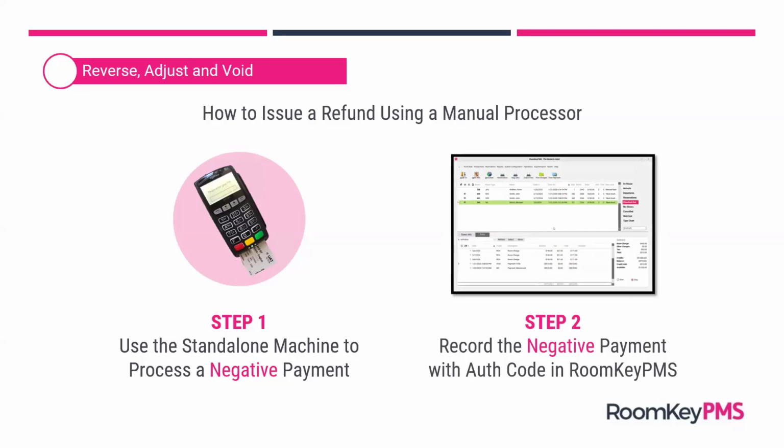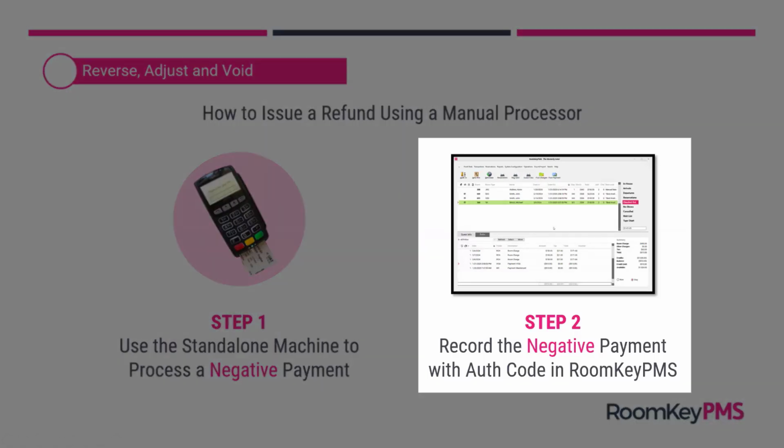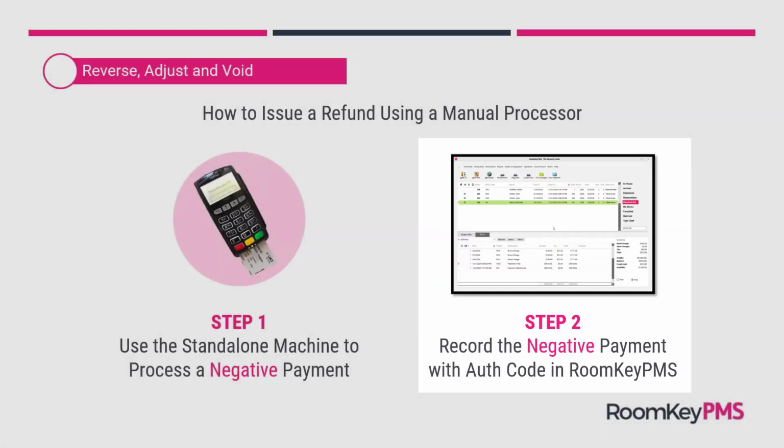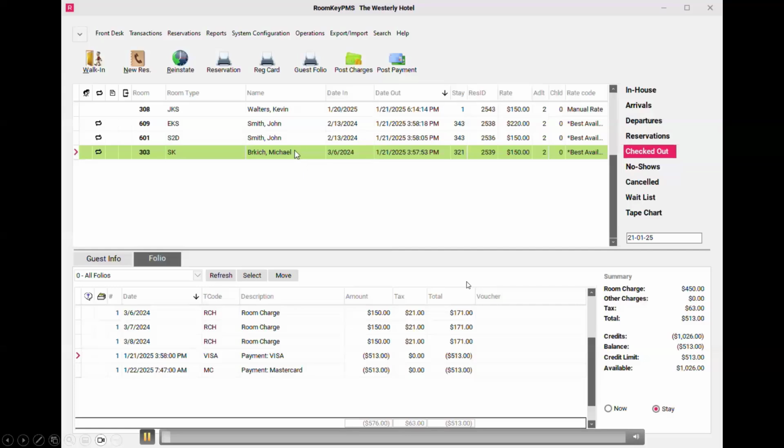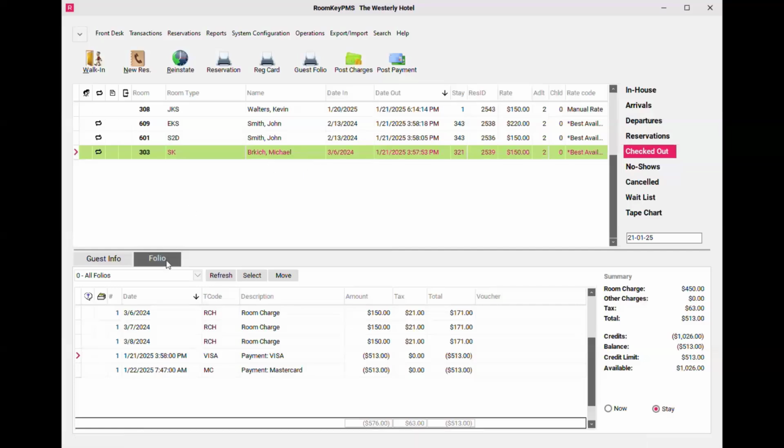You will not be using any of the reverse, adjust or void features in order to refund a payment using a manual processor. So this video here in step 2 is going to show you how you can record a negative payment with an authorization code in Roomkey. For this guest here, Michael Burkich, on the guest folio, you'll see that there is a Visa payment and a MasterCard payment. Now, the guest originally used Visa to pay, but they've changed their mind. They want to use MasterCard, so we now need to refund this Visa.